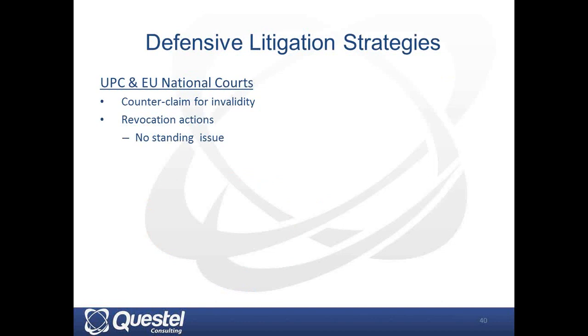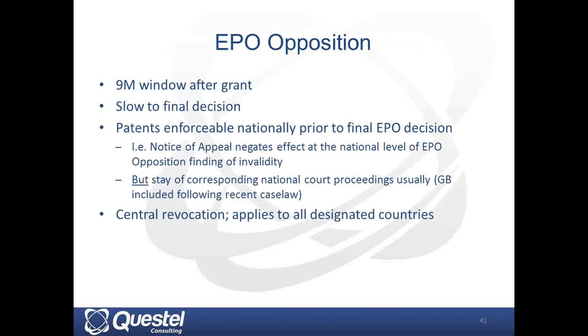In the UPC and EU national courts, clearly counterclaim for invalidity is an option. Revocation actions are also quite prominent. In Europe, there's no standing issue to address. European oppositions, as in the US now with post-grant reviews, have a 9-month window after grant. Those decisions are really quite slow. And there is a wrinkle: patents that are being litigated nationally prior to a final EPO decision can still be enforced. There is a stay option, as I mentioned.